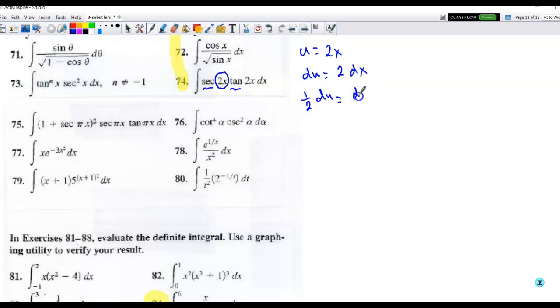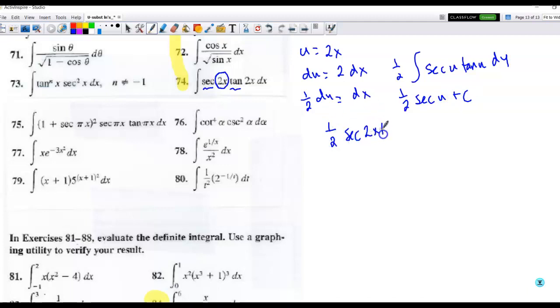Divide the 2 out because I do not need it. My new integral becomes secant u tangent u du, and as I said, the antiderivative of secant u tangent u is secant u. There's my plus c, replace 1/2, and voila. Guess what? Don't forget the c.